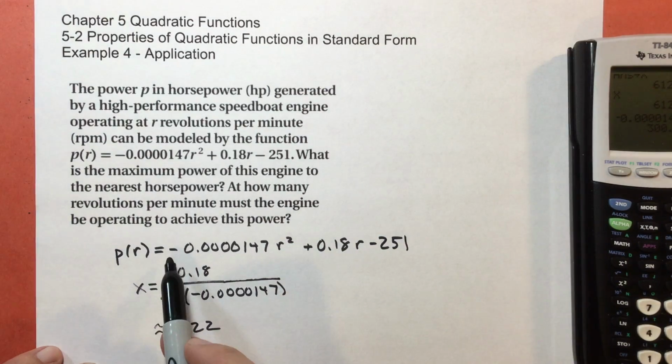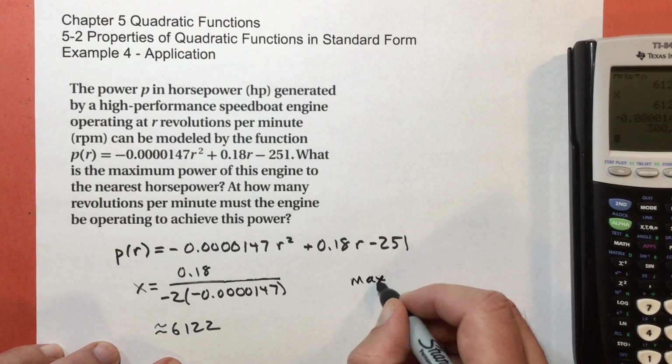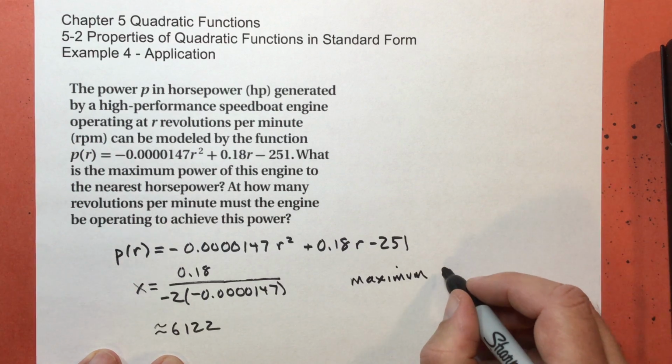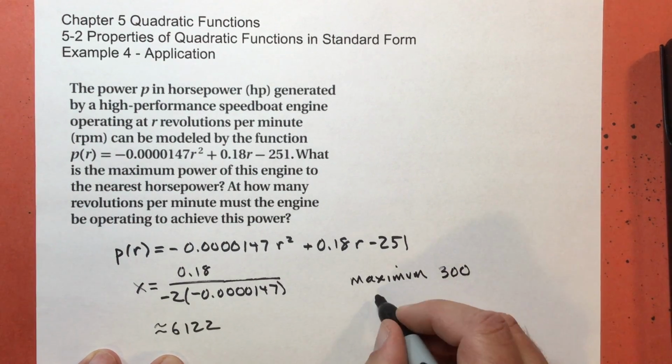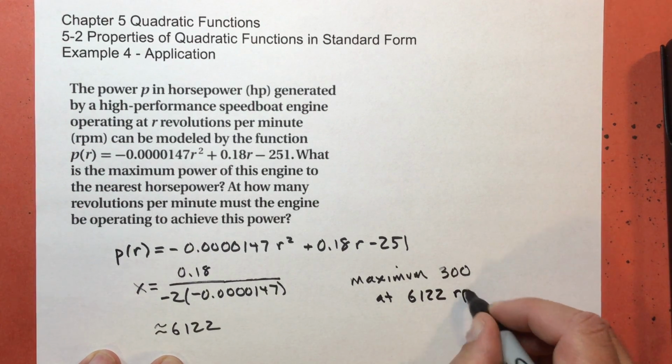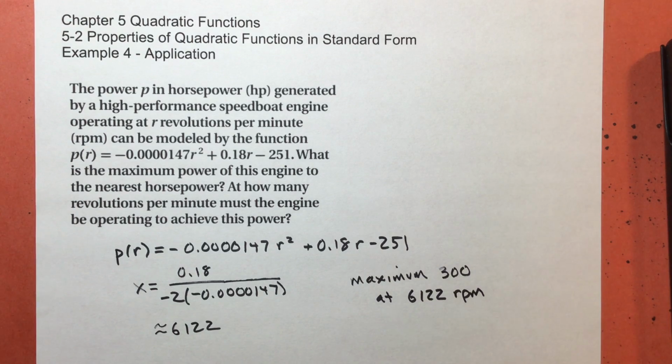If you remember my graph, because that's negative, I have a maximum, and my maximum horsepower is 300 at about 6,122 RPM. That's a pretty powerful engine: 300 horses running at over 6,000 RPMs. And you're probably going to lose some of that, due to some physics that we haven't talked about, if the RPM goes faster than that.